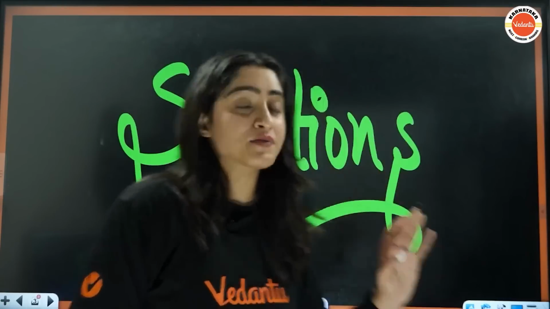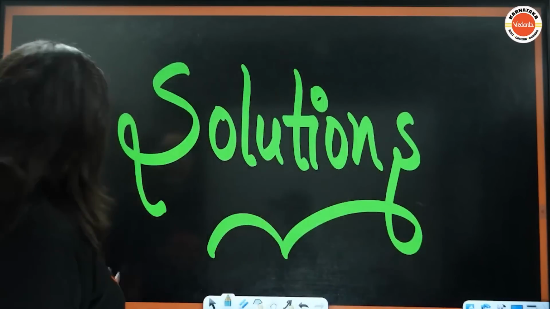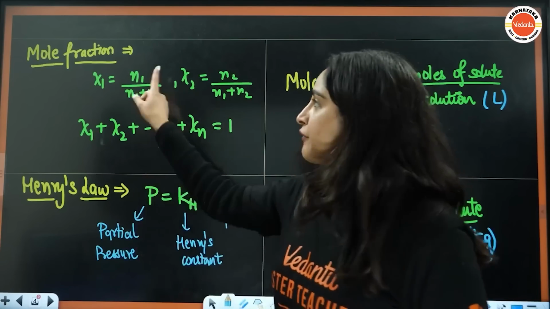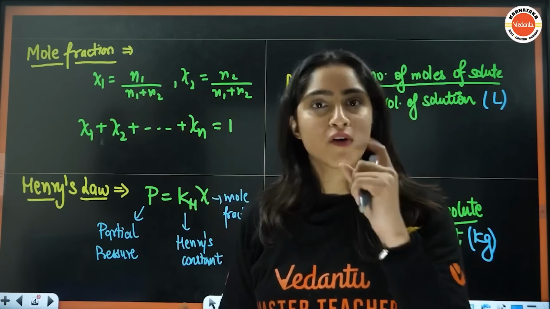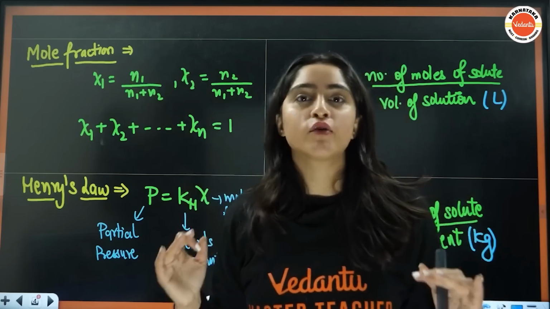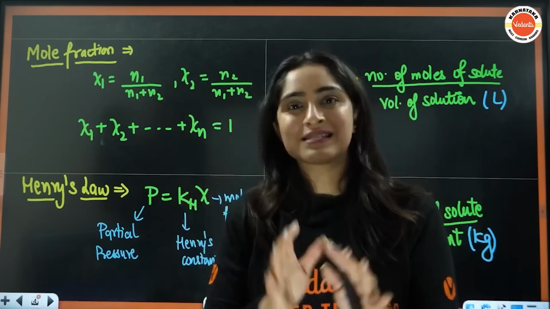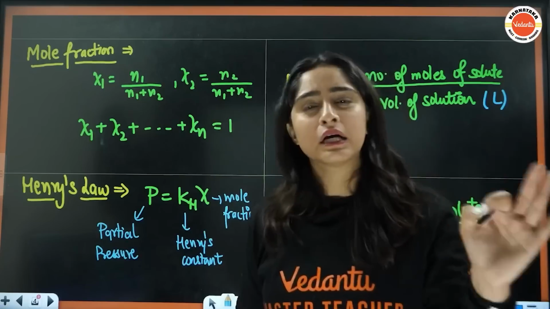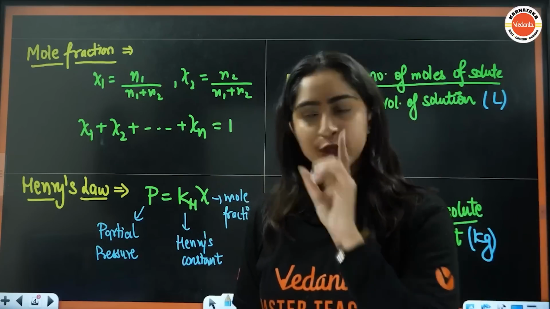For solutions we have some concentration terms. Firstly we have mole fraction. If you want to calculate the mole fraction of the first component, it is the number of moles of the first component divided by the total number of moles of all the components present in that mixture. And the sum of the mole fractions of all the components is equal to unity.